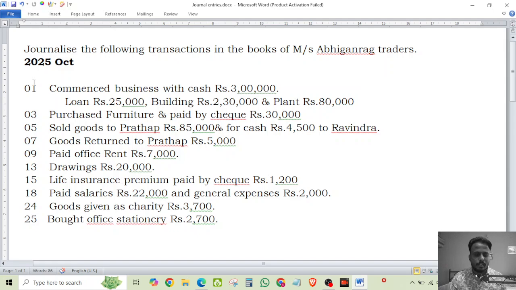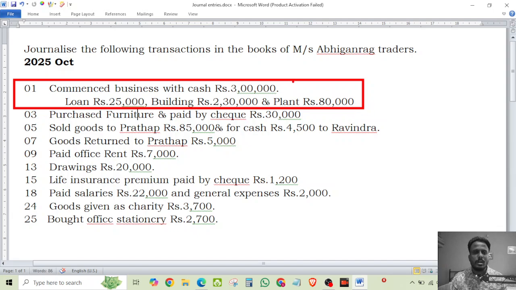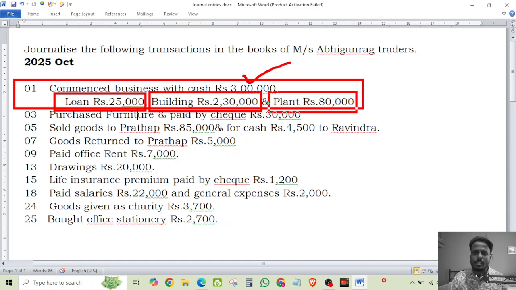Here, if we see the first transaction, on the 1st of October 2025, it is commenced business with cash. So here the business is receiving the cash. How much? 3 lakh. Also the business is bringing a loan of 25,000 inside the business. It is a liability. Along with the loan, the business is also receiving building as well as plant. Whatever the receiving item, you are supposed to write in the debit column, all these three, that is cash, building as well as plant. The loan should be written on the credit side. So this is the rule here.